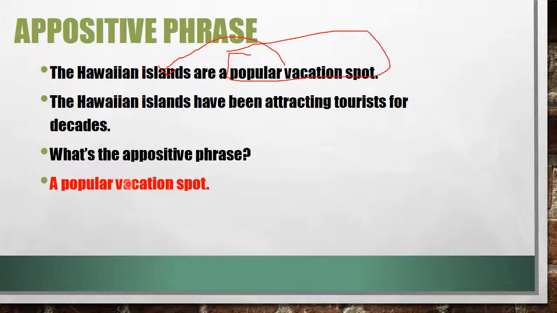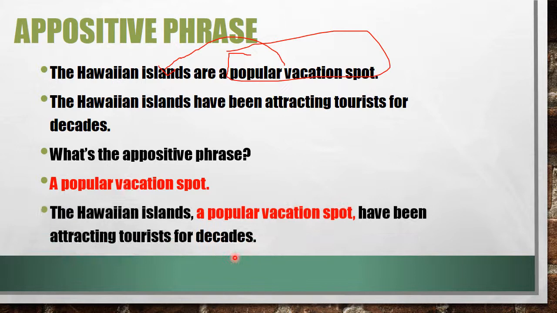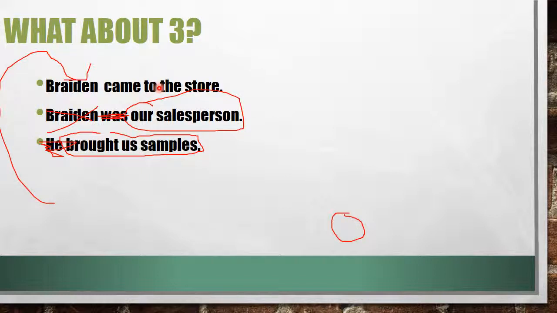So what's the popular vacation spot here? Yeah, the Hawaiian Islands. So when you go to combine it, look at this. The Hawaiian Islands, a popular vacation spot, have been attracting tourists for years. Isn't that neat? Very, very neat, isn't it? We just took it out of this sentence here and we slid it right in the middle. Let's keep going.